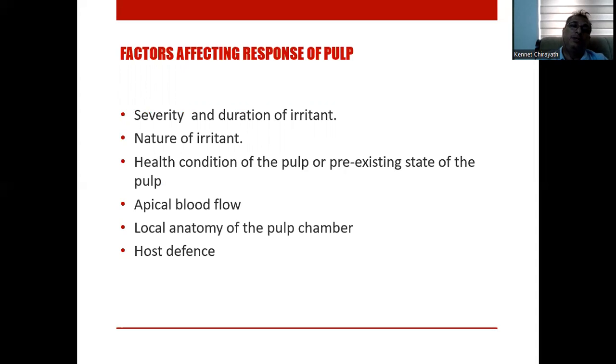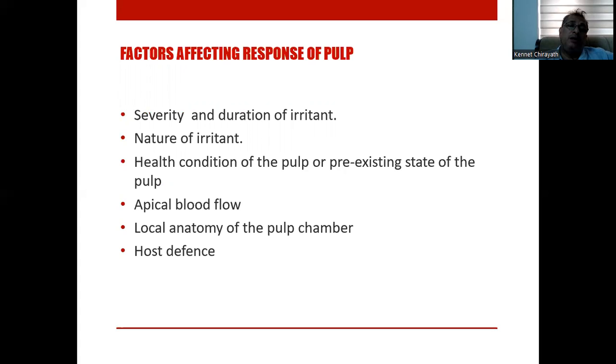All these factors will affect the response of the pulp. If we take host defense as an example, if the patient has an autoimmune disease or is diabetic, there's a chance for infection of the pulp. Local anatomy of the pulp chamber: if the pulp chamber is calcified, it will result in pulpitis.